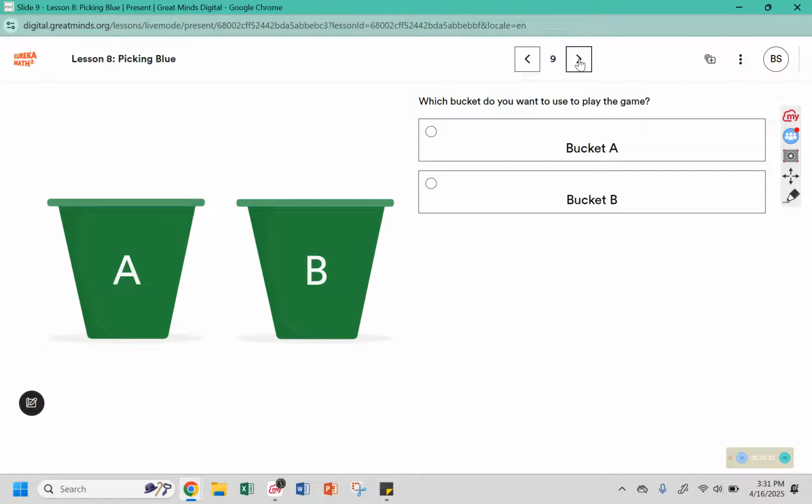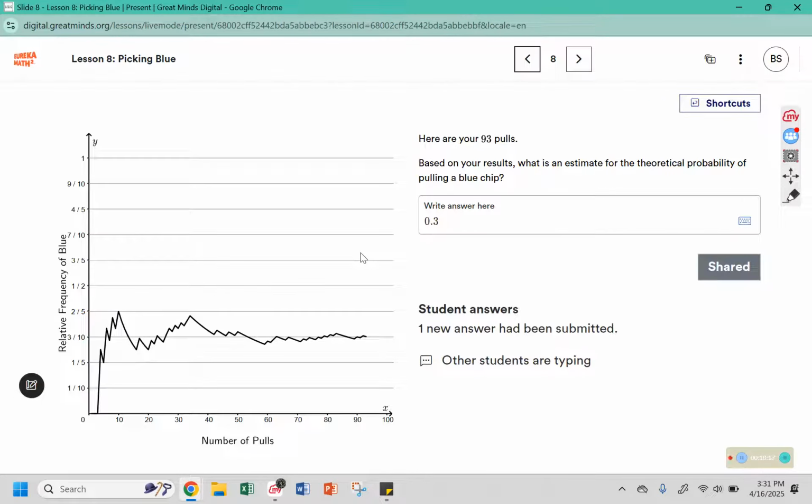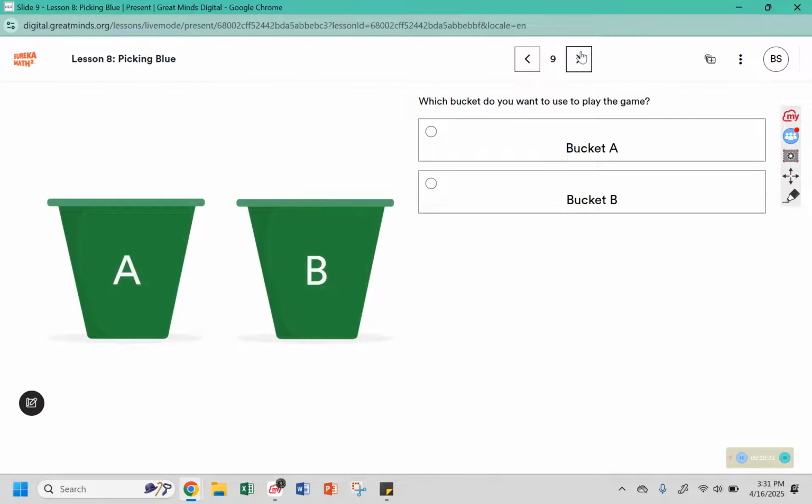So which bucket do you want to use to play the game? Well, if the probability of selecting a blue in this one is lower, then I would want to choose the one that has a higher probability of getting blue, which would be bucket A.